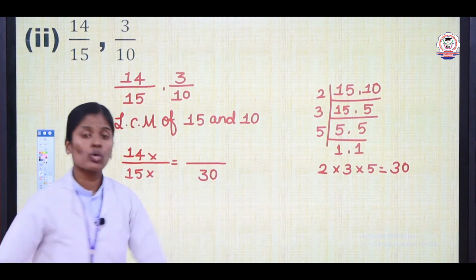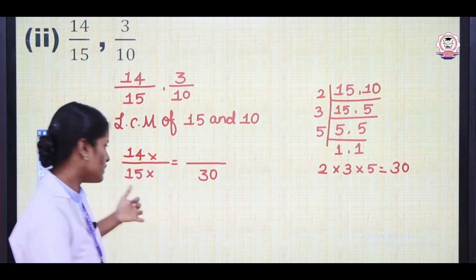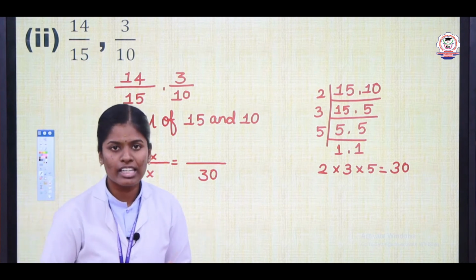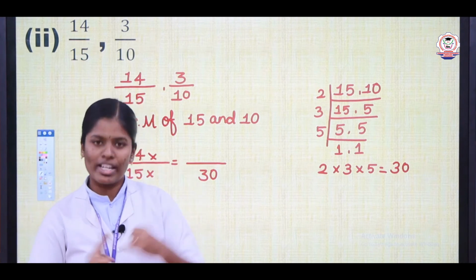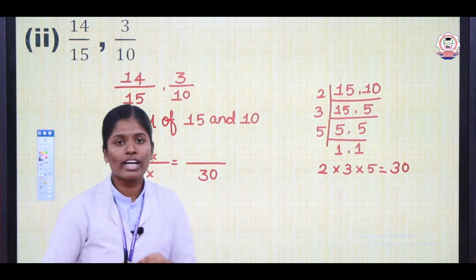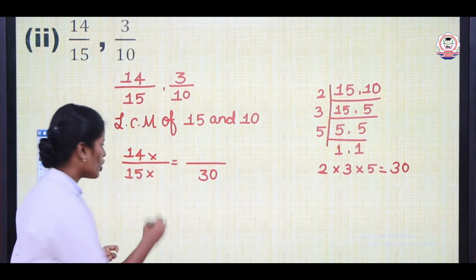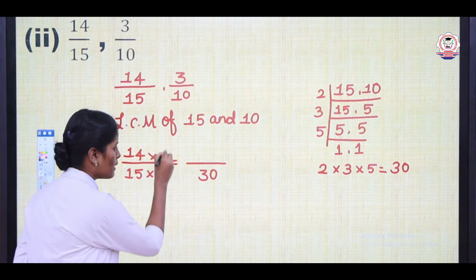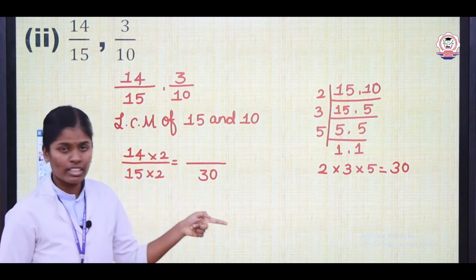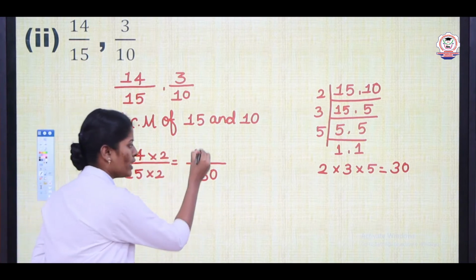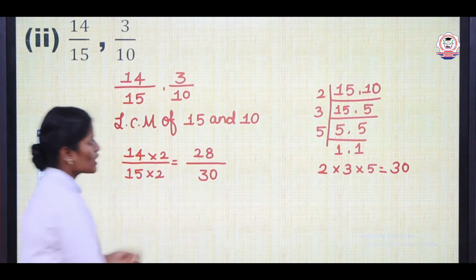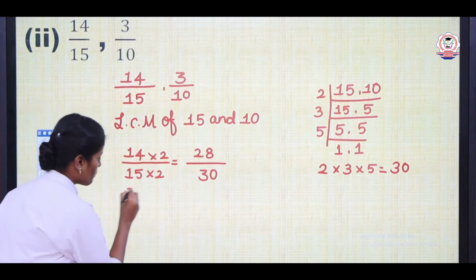Now we will check: what number should we multiply by 15 to get the product as 30? 15 1s are 15, 15 2s are 30. So you should multiply both numerator and denominator by 2. 15 2s are 30, 14 2s are 28. Next we will take 3 by 10.